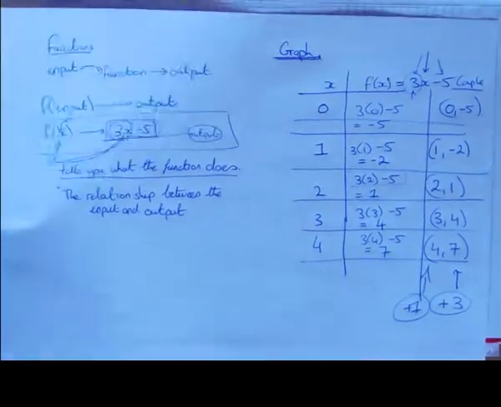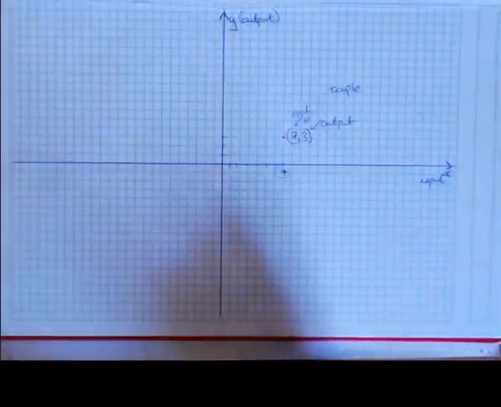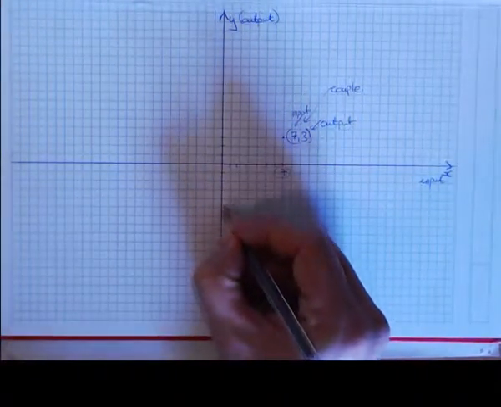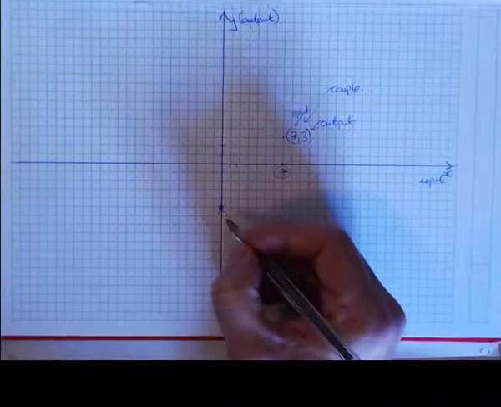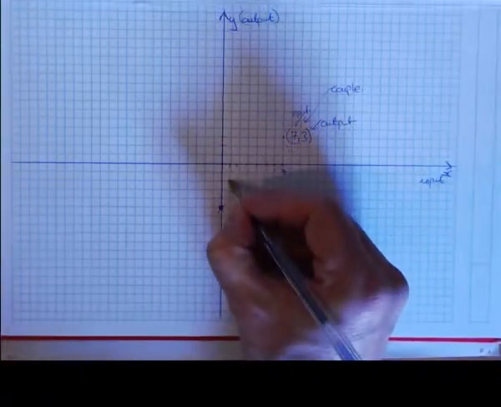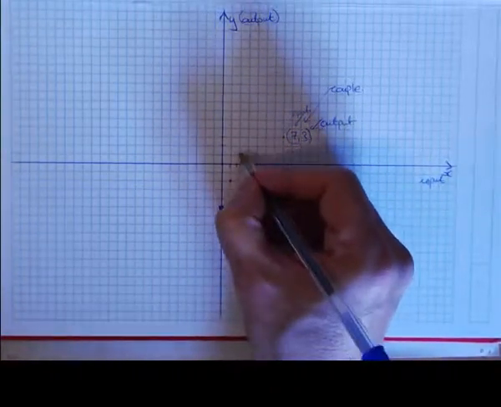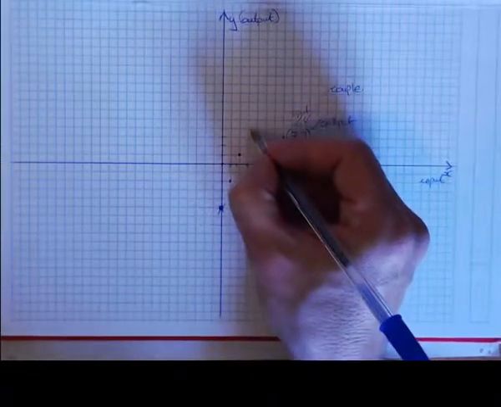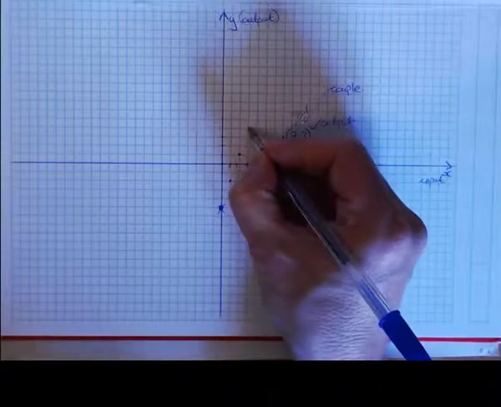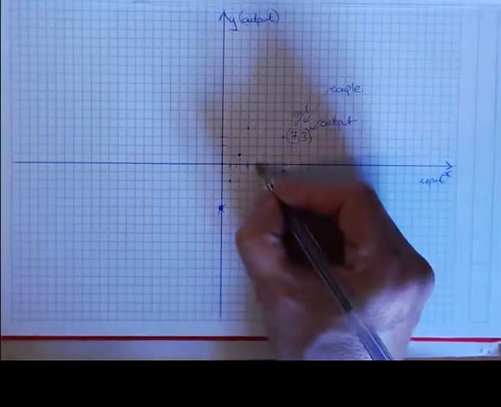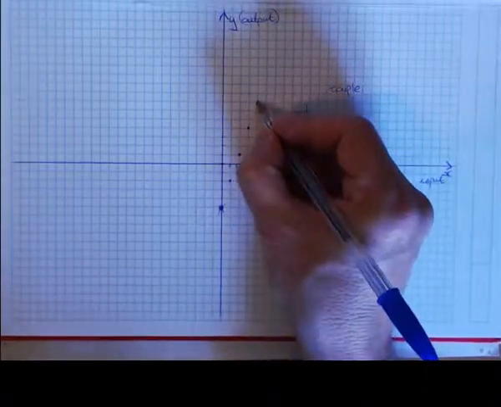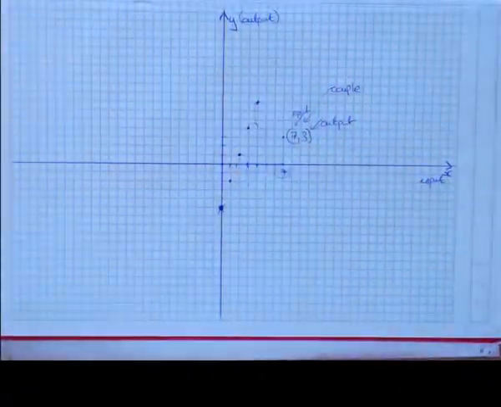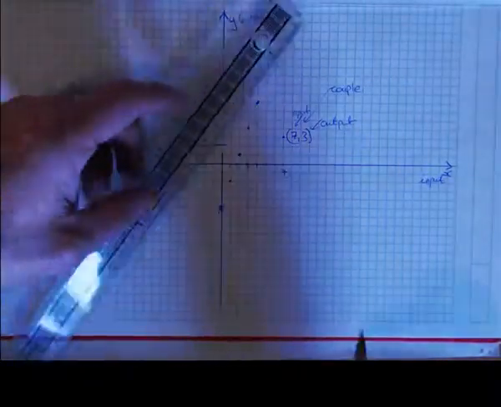Let's have a look at graphing some of these values. So we had 0, negative 5. That's 0, negative 5. 1, negative 2. 2, 1. 3, 4. And 4, 7. Again, you'll notice every time you go across 1, you go up 3. So we know that the slope is 3.